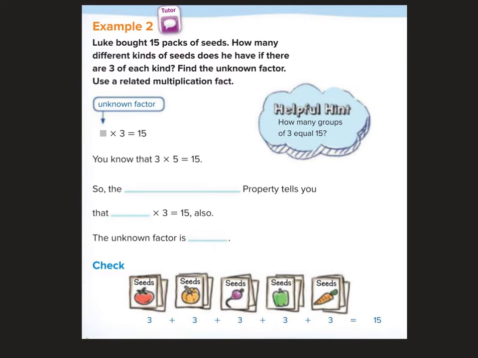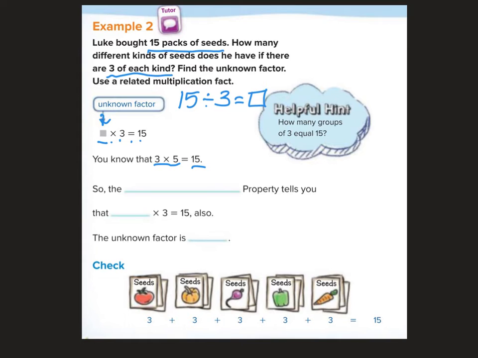Example 2. Luke bought 15 packs of seeds. How many different kinds of seeds does he have if there are 3 of each kind? Oh, this is a division problem or an unknown factor problem, right? So when I read this, I see, well, I need to figure out what is 15 divided by 3. But another way we could think about it is what times 3 equals 15? Okay, so, we know that 3 times 5 is 15, right? 5, 10, 15.